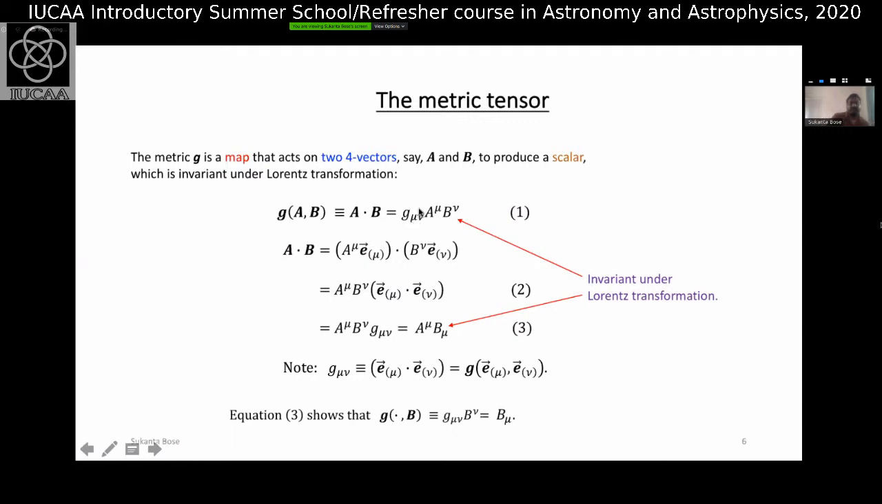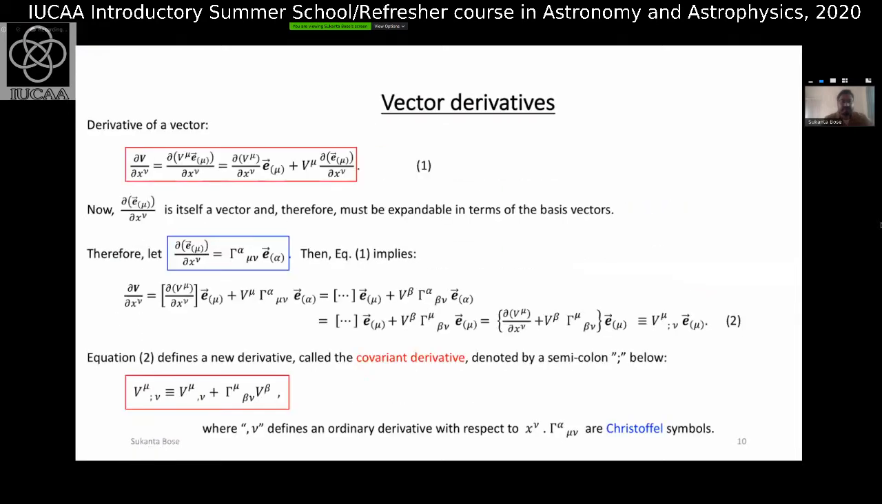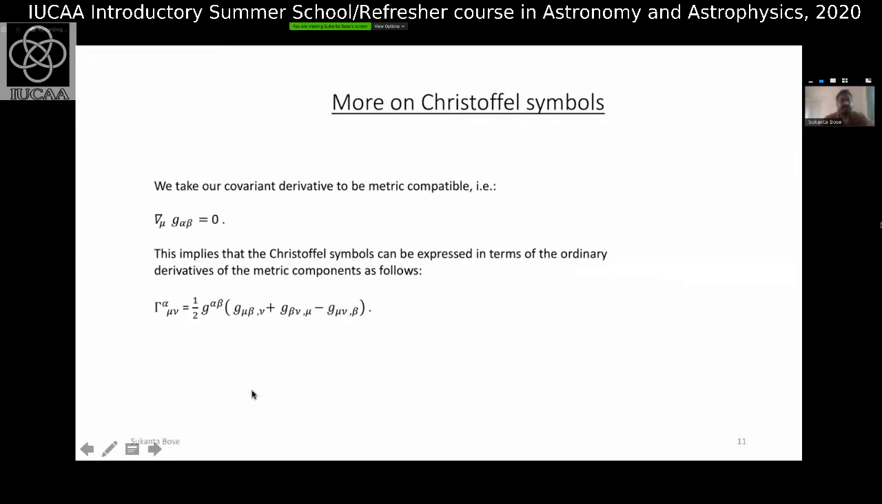That is where I'm going to say that I want the covariant derivative to be such that its action on g mu nu is 0, so that it basically just acts on the vector components. Such derivatives are called metric compatible, and they impose some restrictions on the Christoffel symbols. So basically, this is what I'm going to do.